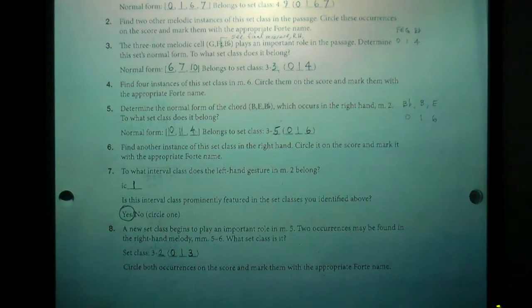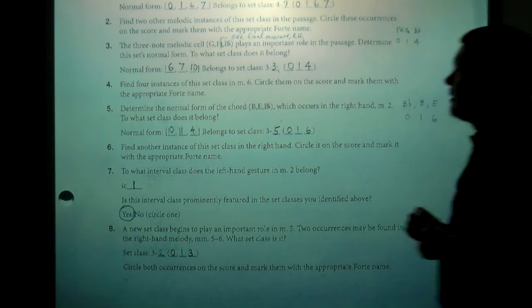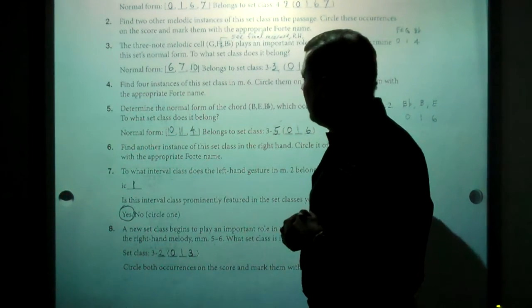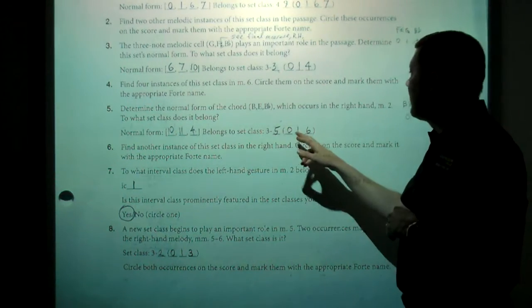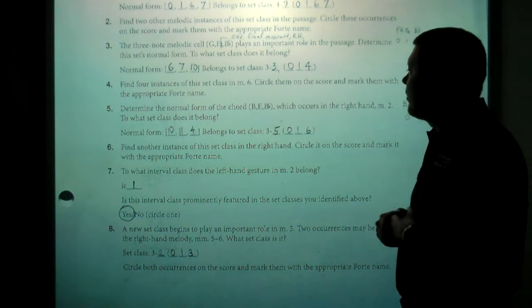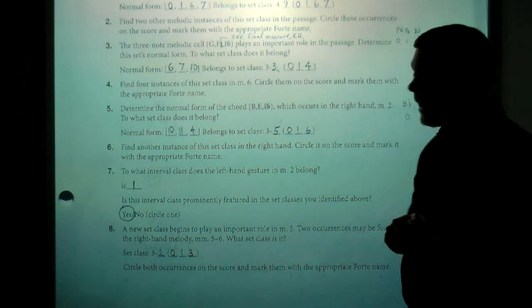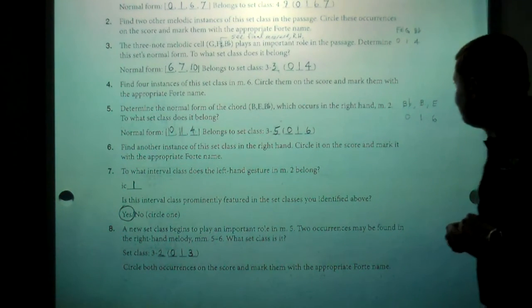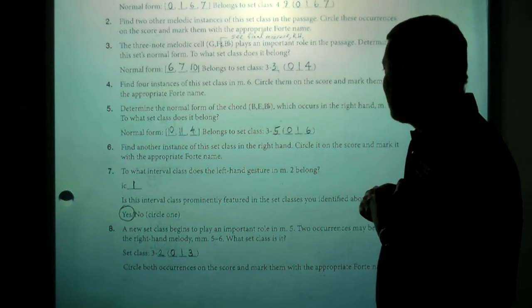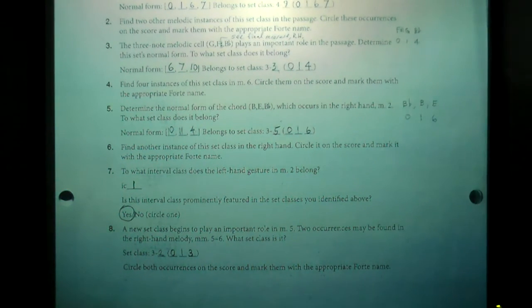The answer to number 5, the normal form I have for that pitch class set is 10, 11, 4. And again, it belongs to set class 0, 1, 6, that's the prime form, and the Forte name for that set is 3-5. Number 7, to what interval class does the left hand gesture in measure 2 belong?